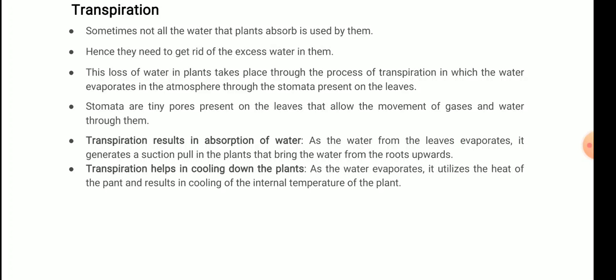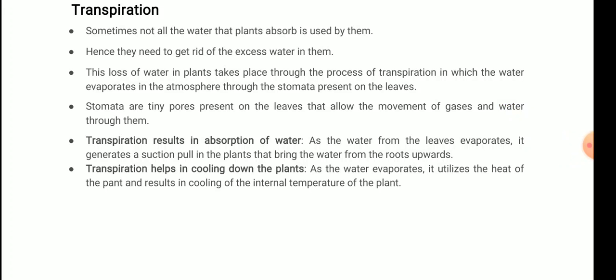Stomata are tiny pores present on the leaves that allow movement of gases and water through them. So you all know about stomata. The loss of water in plants takes place through the process of transpiration. What is transpiration? You can say now that it is a loss of water in the plants with the help of stomata present on the leaves. And in what form does the water loss occur? In the form of vapors, because it evaporates.